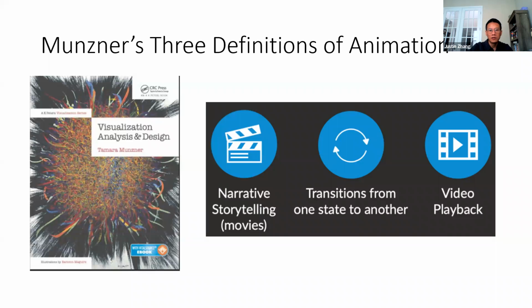So Munzner has 3 definitions of animation in data visualization. The first one is narrative storytelling, which is basically movies. The second one is the transition from one state to another. The last one is the video playback.